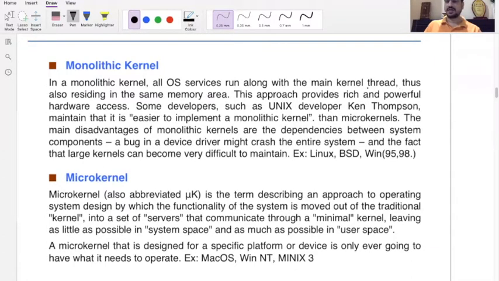So there is only one thread of the main kernel and all the services will be run by the main thread, or you can say the main module of the kernel. There is only one module of the kernel, and in that one module lots of things related to the operating system are there. All of this also resides in the same memory space, memory area.